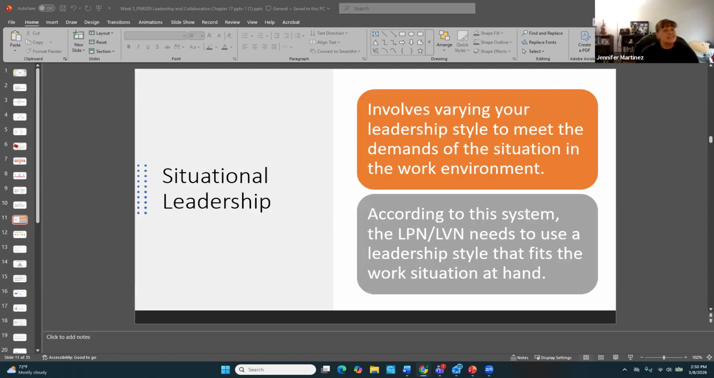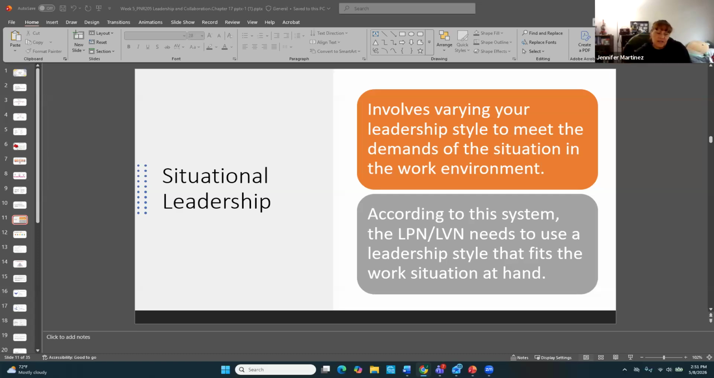And then we have situational leadership. Situational leadership is exactly what it says. It's varying your leadership style to meet the demands of the situation and the work environment. Most people vary our leadership style depending on what is going on. So start off your day and everything is great, right? Everybody's doing what they need to do, and maybe you can sit back a little bit. You can have that laissez-faire and kind of just know that everything is getting done.